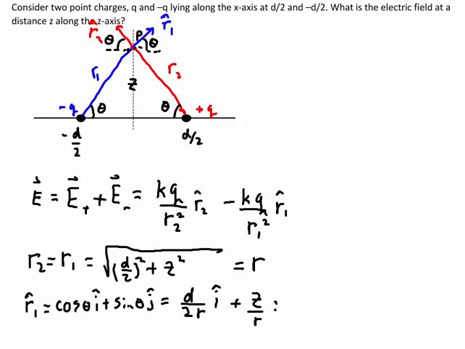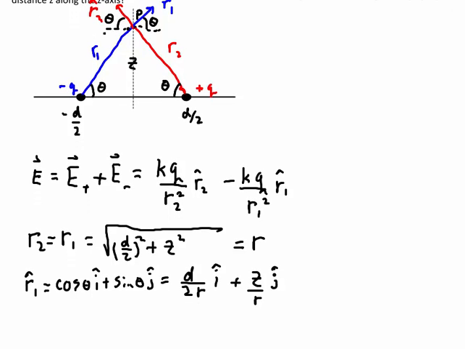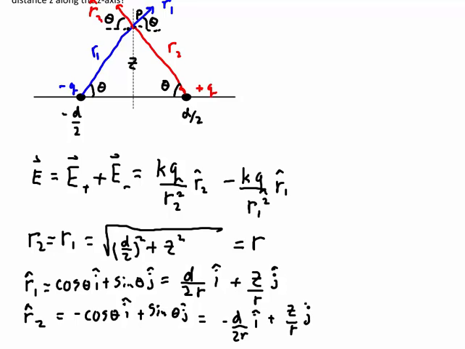And then sine is found by this opposite side, which is Z over R j hat. And likewise, doing the same sort of thing, but noticing that for R2 it's in the negative i hat, positive j hat direction, we have that the R2 hat vector is minus cosine theta i hat plus sine theta j hat. And that gives me minus D over 2R i hat plus Z over R j hat.